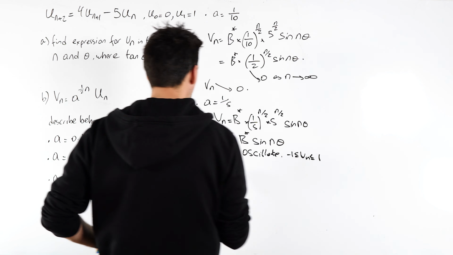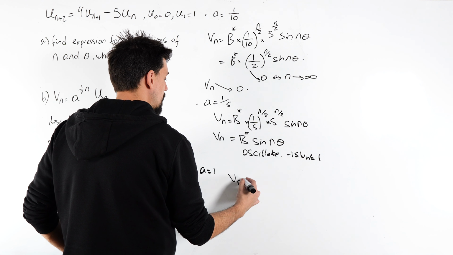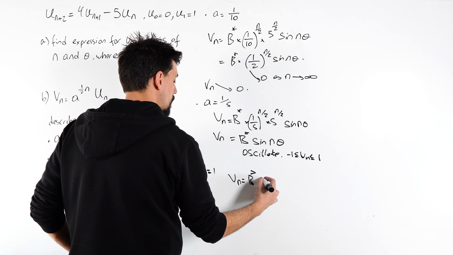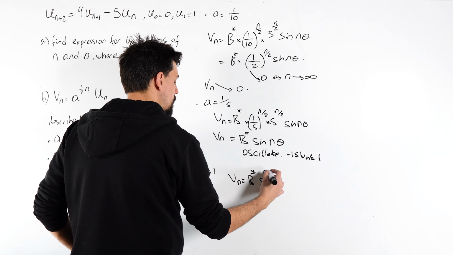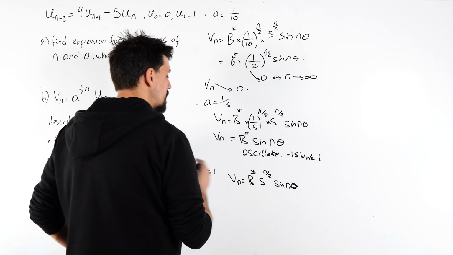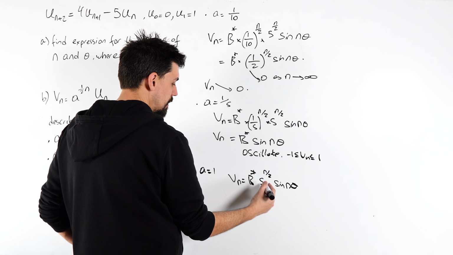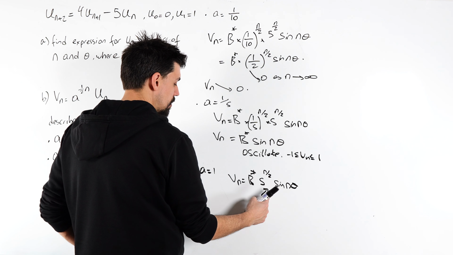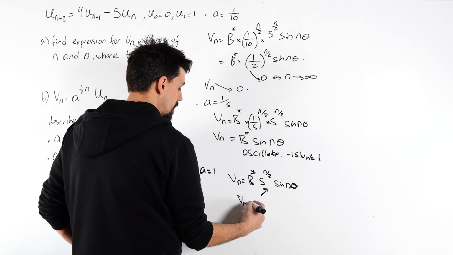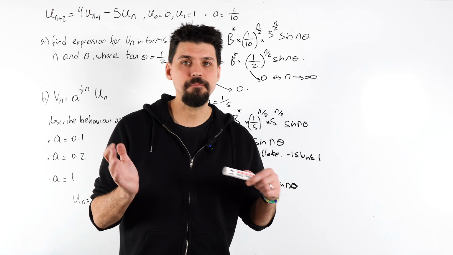Now, if a is 1, then v_n is just b star 5 to the n over 2 sine of n theta. This, well, that will oscillate, but that is going to get huge. That is going to get really, really big. So essentially, v_n is going to go to infinity. And there we have it.